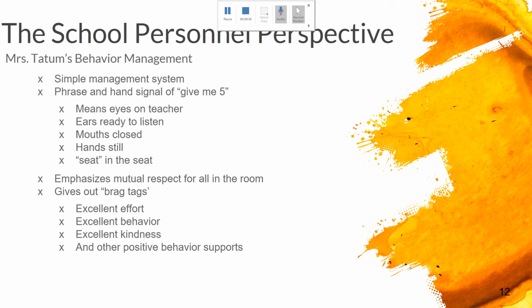So some behavior management that Miss Tatum provides. She said that she uses a very simple management system in her room. She uses the phrase and hand signal, "give me 5." It means eye contact on the teacher, ears ready to listen, mouth closed, hands still, and seat in the seat. She also emphasizes mutual respect for all in her classroom. And she also gives out brag tags, which she gives out for excellent effort, excellent behavior, excellent kindness, and other positive behaviors that she wants to support in her classroom.